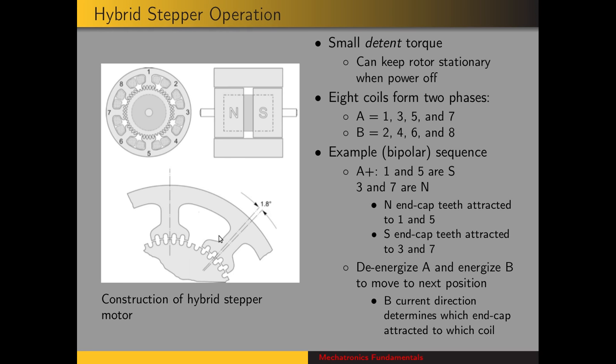If we had energized it the other way, so that 2 and 6 were north and 4 and 8 were south, then the south end cap teeth would have been attracted to poles 2 and 6, and then the rotor would have moved counterclockwise.